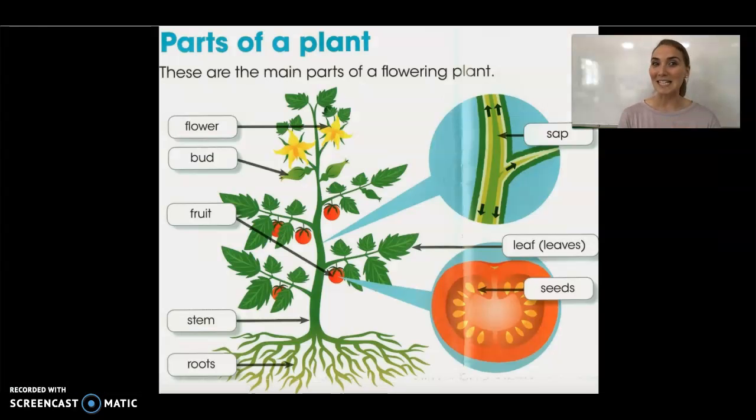So here you see a sneak peek preview at all of the different parts of the plant. The plant uses its different parts to help it get what it needs. We know that a plant needs soil, air, room to grow, sunlight, and water to survive. We are going to take a look at the parts of a plant starting from the bottom.